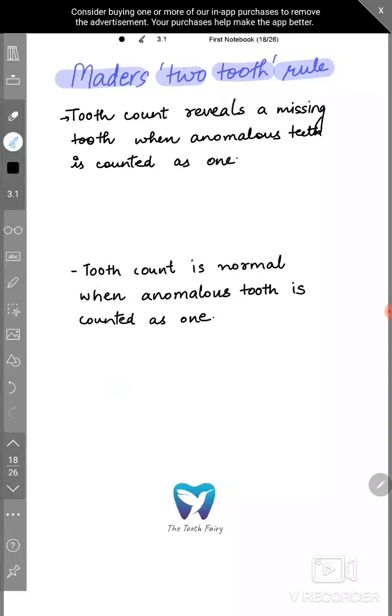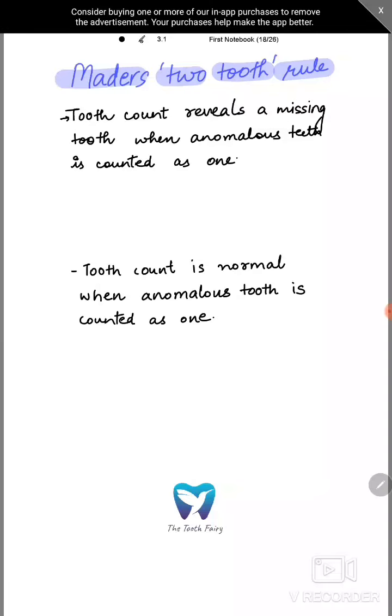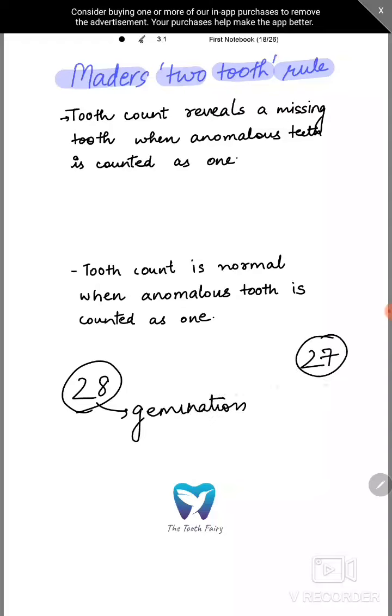So we will count the anomalous teeth as 1. If the count becomes 28, that means it is gemination. But if the count is 27, it means it is fusion.